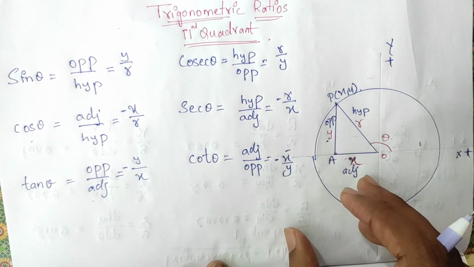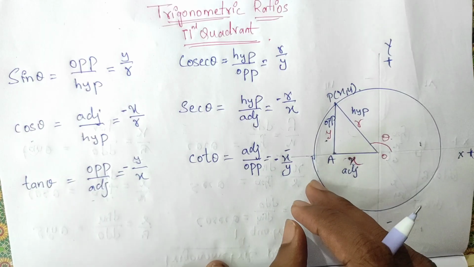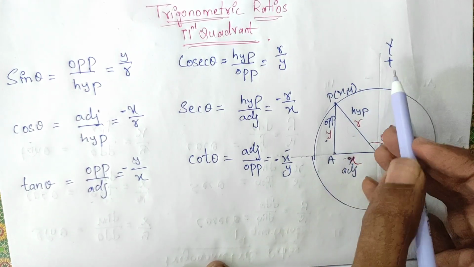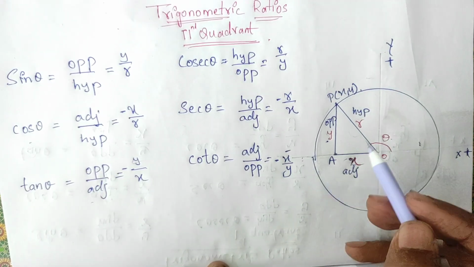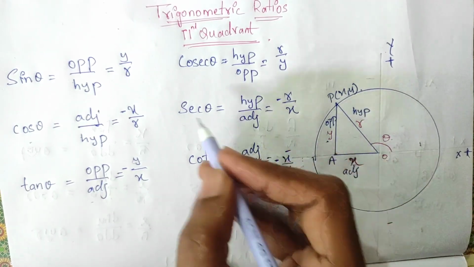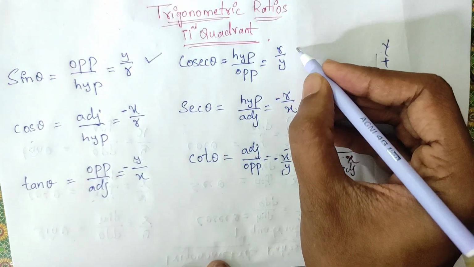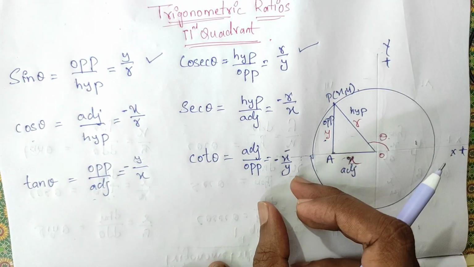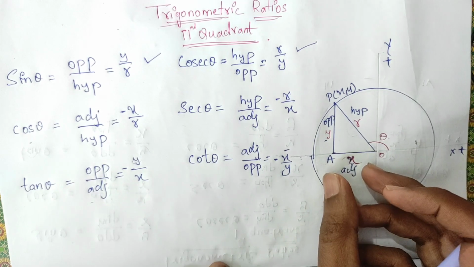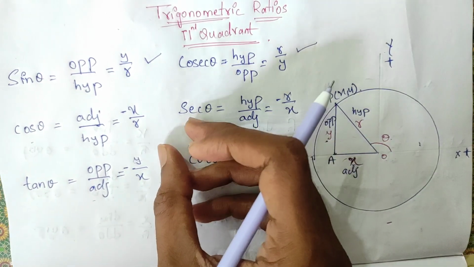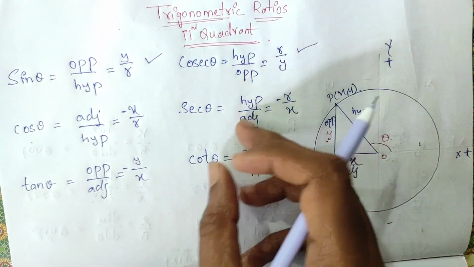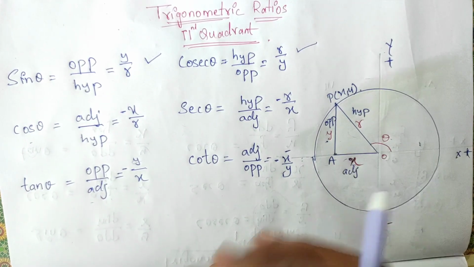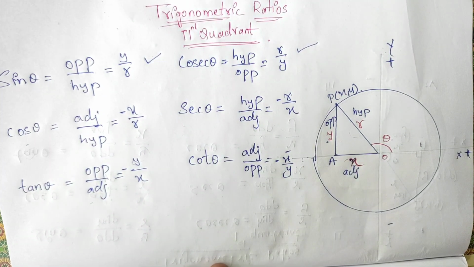So what do you conclude in the second quadrant? In the second quadrant the angle ranges from 90 to 180. In 90 to 180, when the angle lies in the second quadrant, only sine and its reciprocal cosec are positive, the remaining 4 are negative. So we can conclude that in the second quadrant only sine and its reciprocal are positive, the remaining 4 are negative. Okay, now similarly we will talk about the third quadrant and the fourth quadrant.